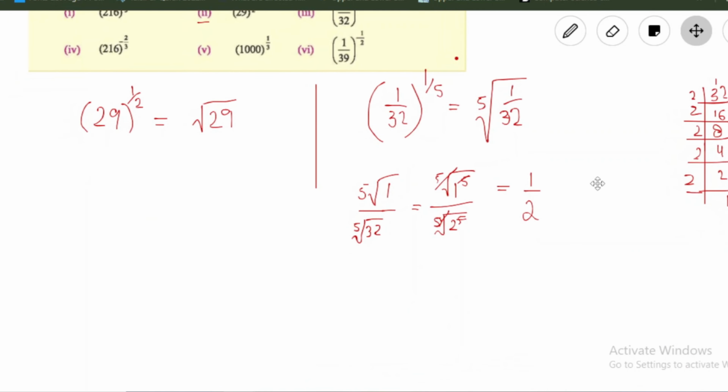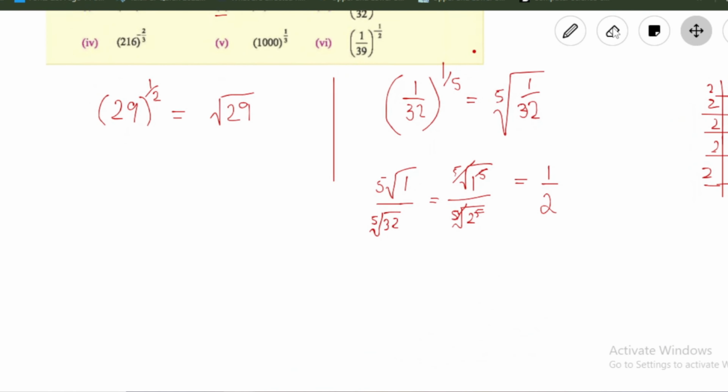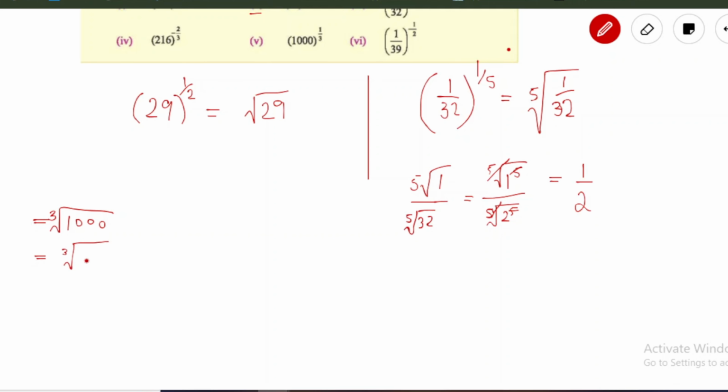1000 raised to the power 1 over 3 is simply, we want to write 1000 in the radical form, 1000 under the cube root. Now if you want to find the cube root, it means you're looking for a number which is multiplied with itself 3 times to get 1000, and that number is 10, because we do know that 10 times 10 is 100, and 100 times 10 is 1000.